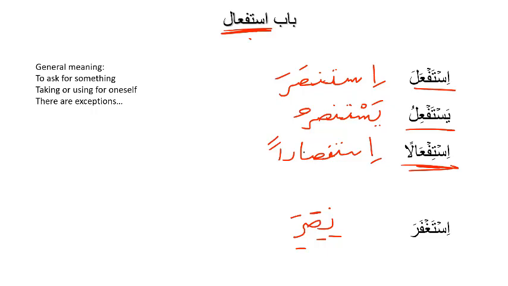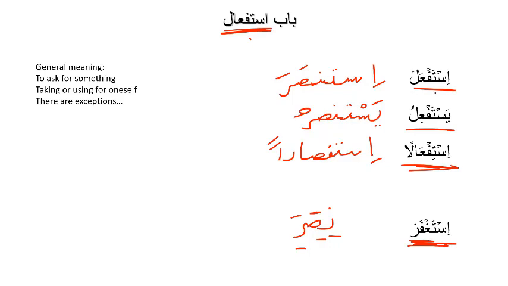What do you think this means? To seek help? Yeah, to seek help or to ask for help. Exactly. What does istaghfara mean? To seek forgiveness. Exactly, to ask for forgiveness. Istikhara: to ask for khair, ask for goodness. Very good. So whenever you see this bab, it generally means, again, there will be exceptions, but it generally means to seek or to ask for something.